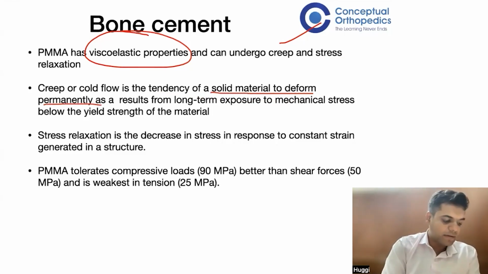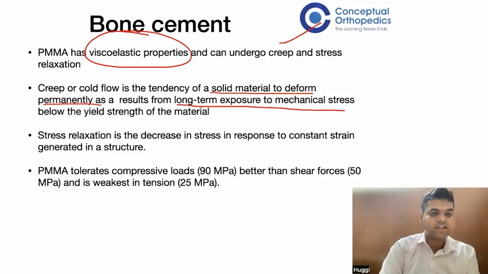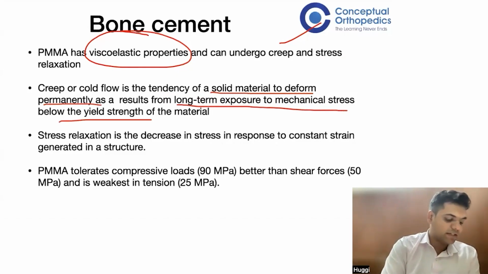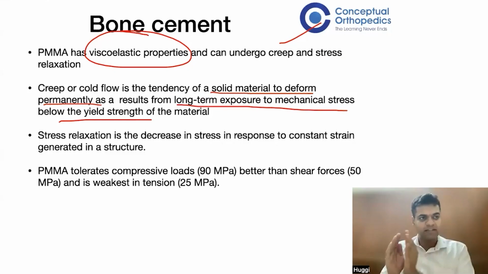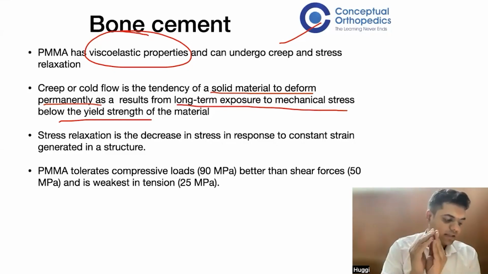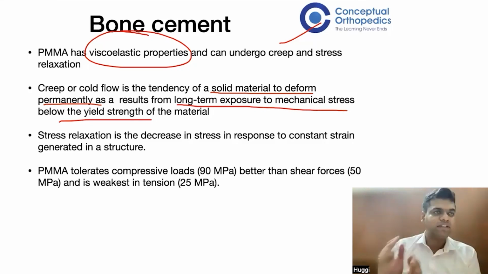When will it happen? When there is a long-term exposure to a stress beyond the yield strength. Yield strength is something upon which the shape will not come back to its original form. Okay, when you read the stress-strain theory of Young's curve, you'll understand what the yield point is. We'll keep that aside, but understand that any material has the yield point. Beyond the yield point, whatever it changes, changes permanently. That is called creep or cold flow.